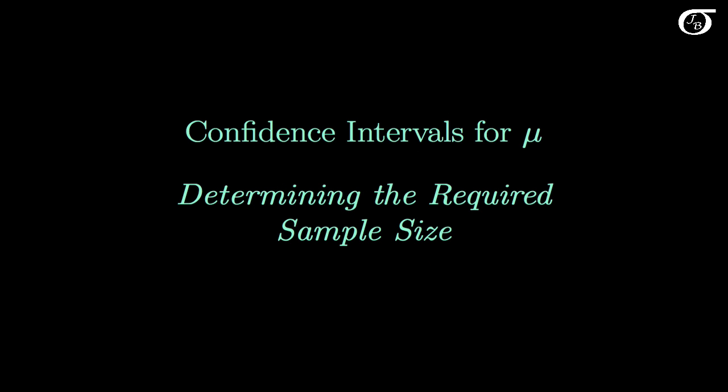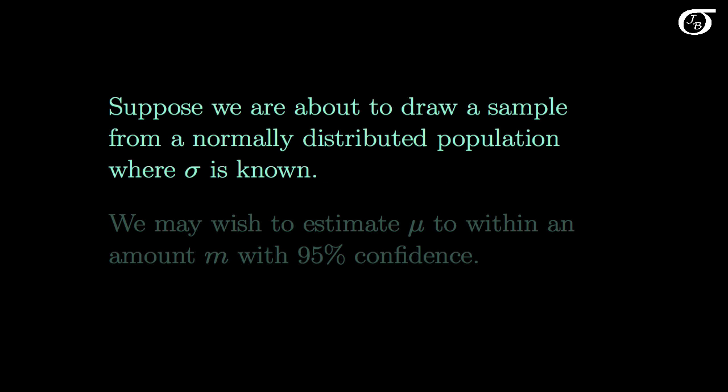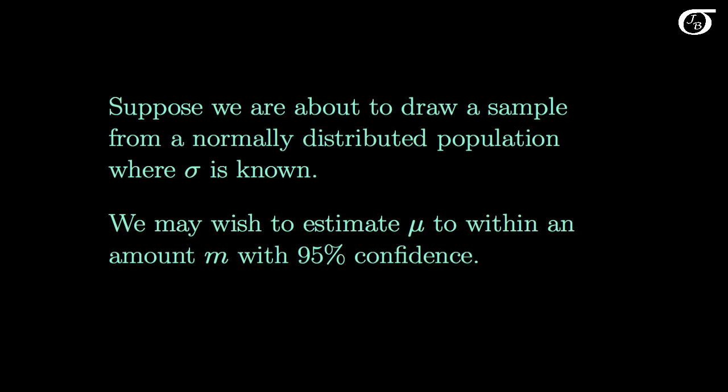Let's look at determining the required sample size when estimating the population mean mu. Suppose we are about to draw a sample from a normally distributed population where the population standard deviation sigma is known. We may wish to estimate the population mean mu to within an amount m with 95% confidence. The value of m would depend on the problem. We might wish to estimate mu within 1,000 or within 100 or within 0.00002. It simply depends on the setting.